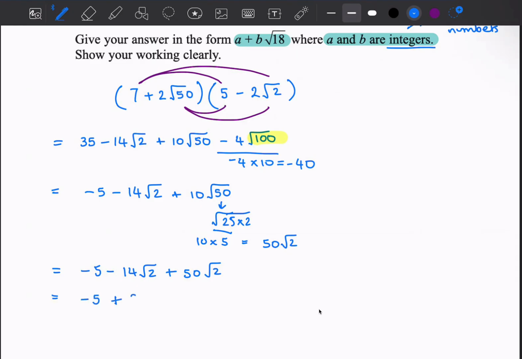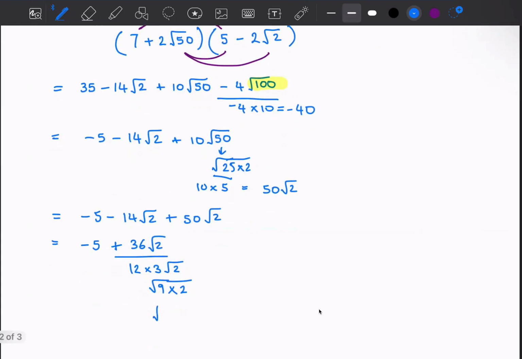plus 36 root 2. And then again, because we need it in the format root 18, we need to figure out a way to put this in root 18. So we can simplify 36 into 12 times 3 gives us 36. So 12 times 3 root 2. Then we can basically say, okay, so we've got the 3, that if it was written as a root would be root 9. So it's essentially saying root 9 times root 2, that's the bit that gives us root 18. So that bit will give us root 18.